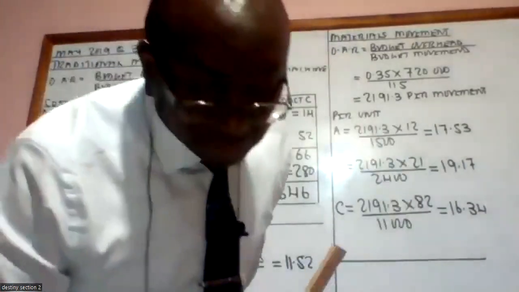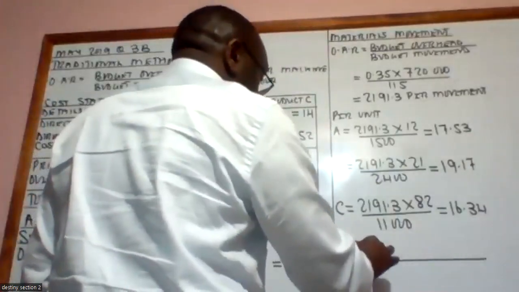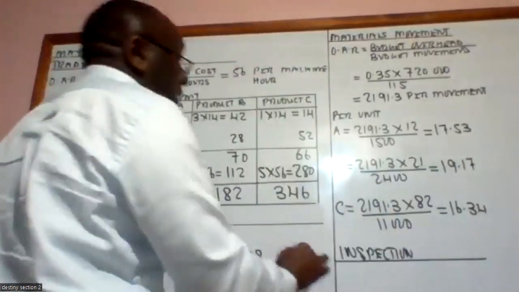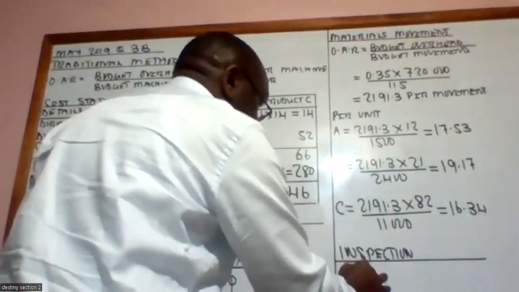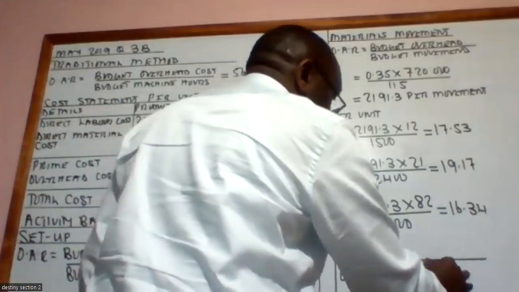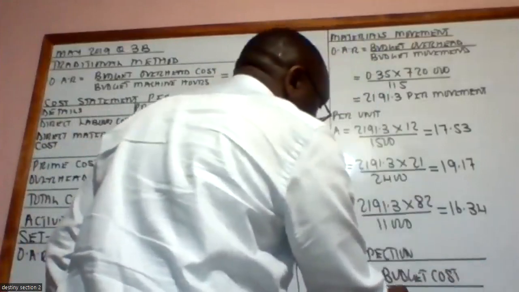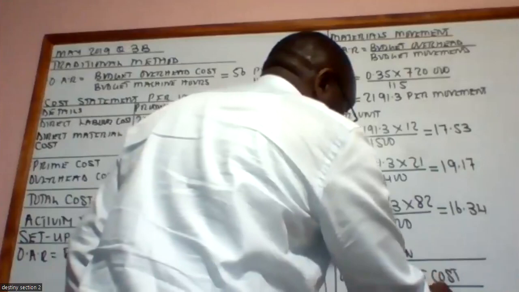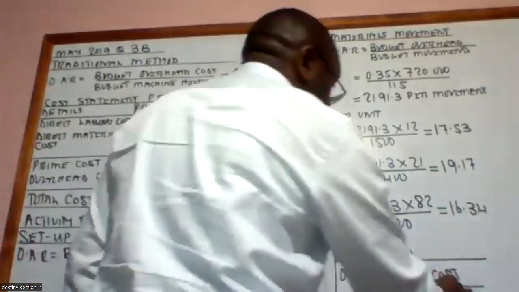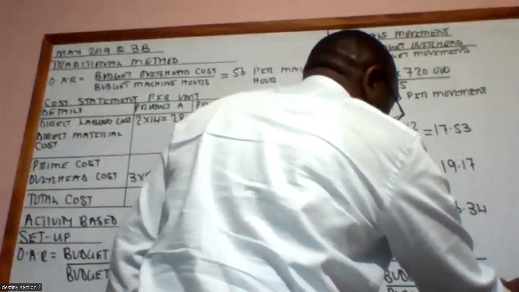The last one we are told it is called inspection. So inspection, I'm going to have the OAR as budget costs. You divide by budget inspections.